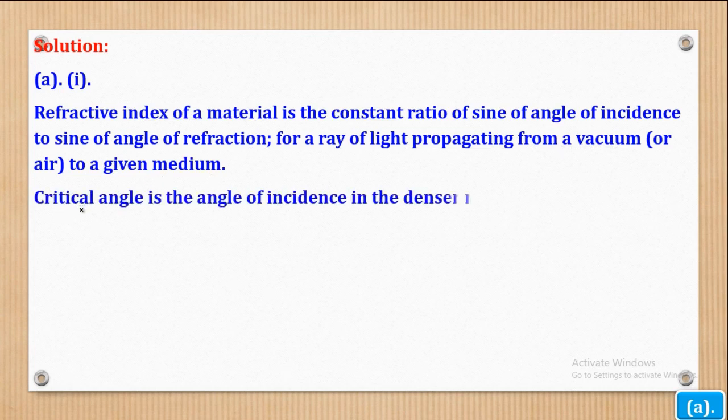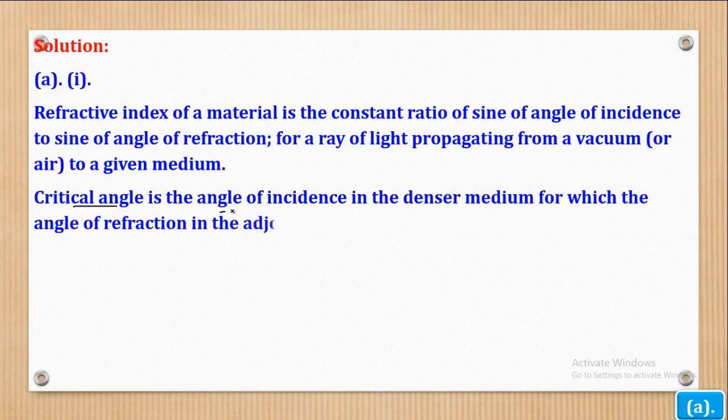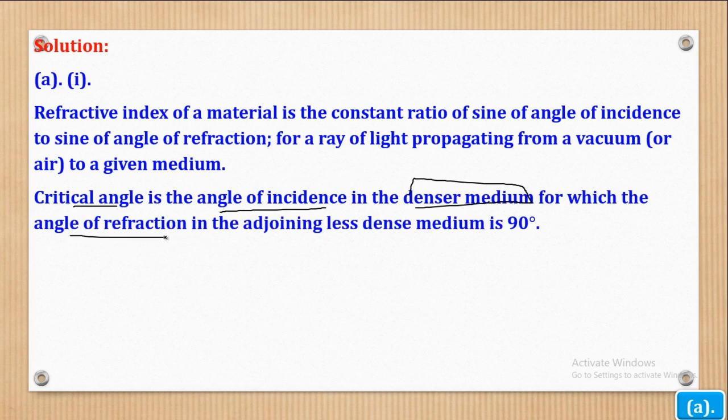Then what about critical angle? So critical angle is the angle of incidence in the denser medium, for which the angle of refraction in the adjoining less dense medium is 90. So note the order. This angle of incidence is in the denser medium and this 90 is in the less dense medium. So you don't change the order.